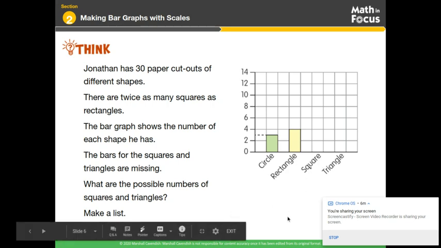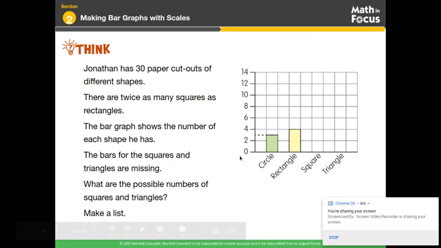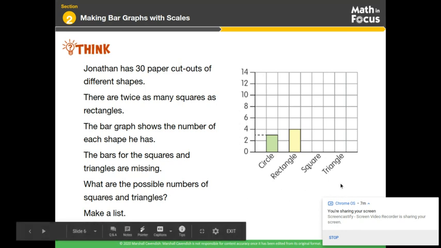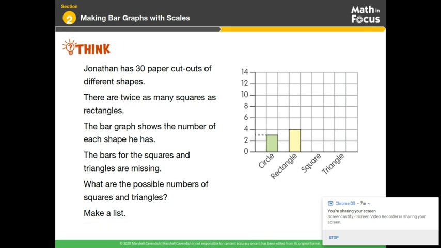This time, besides making a list, I'd like you to complete the bar graph, remembering that you'll need a title, you'll need a label for what the scale numbers represent, and you'll need a label over here too. You'll also need to solve for how many squares and triangles he has. And my hint to you, since we know he has 3 circles and we know he has 4 rectangles, is that he has twice this number of squares. And once you figure that out, knowing he has 30 altogether should help you solve for how many triangles he has. I'd like you to use a piece of grid paper to show your work.